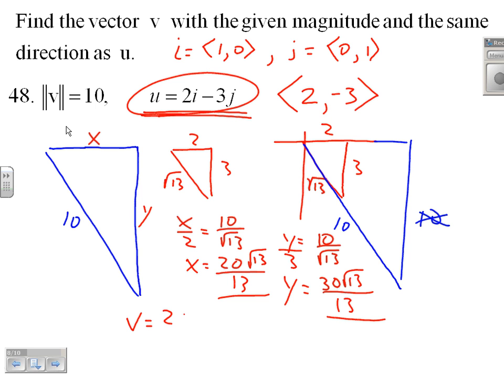is equal to 20 root 13 on 13 i. And by the way, this is a -3, so I apologize for that guy. What does that affect? -3, -30 here. And then I would have a minus 30 root 13 on 13 j. Okay.